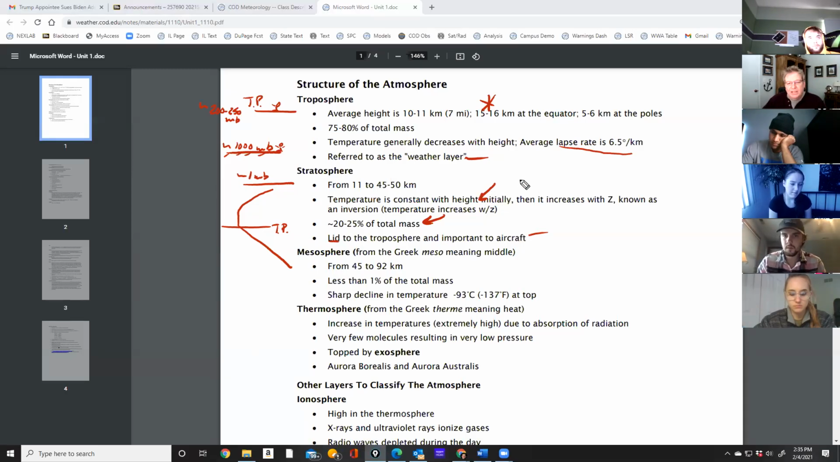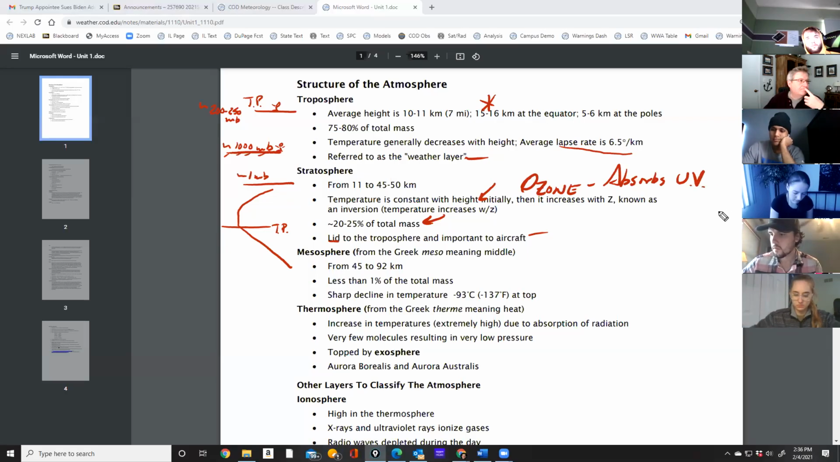The primary reason is that there is a gas that exists in the stratosphere that absorbs radiation. And that gas is called ozone. Ozone, and you need to know this right now, absorbs ultraviolet radiation. And ozone exists in the stratosphere, and that's why it gets warmer.